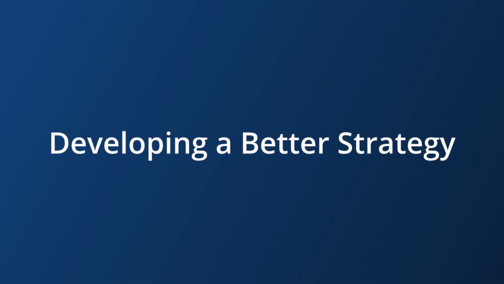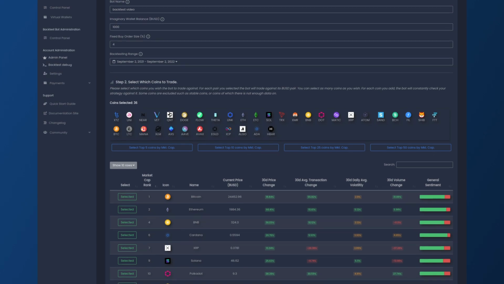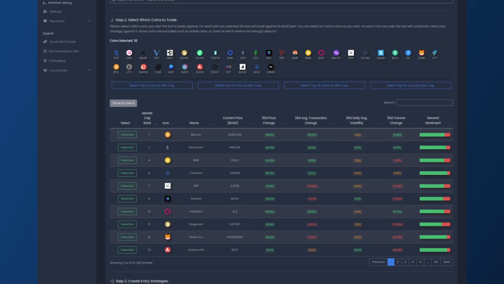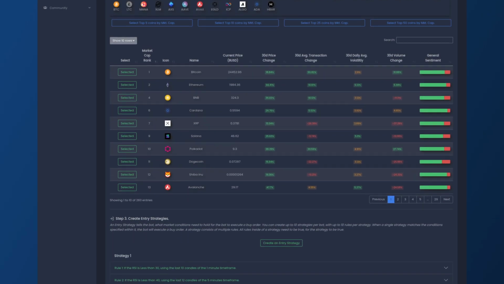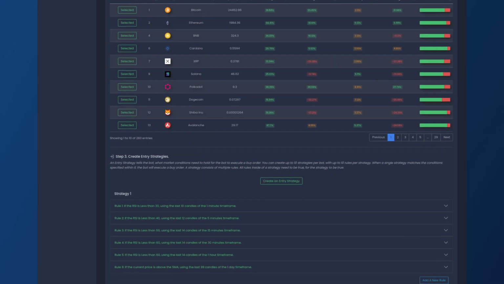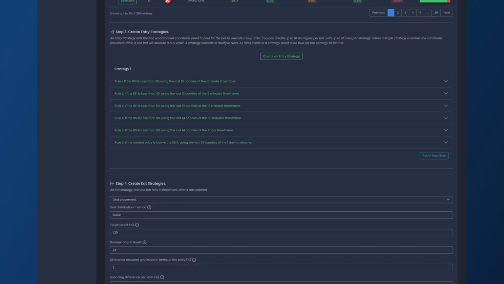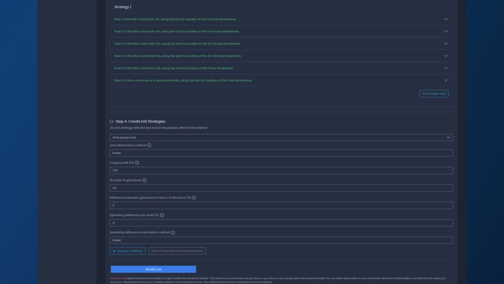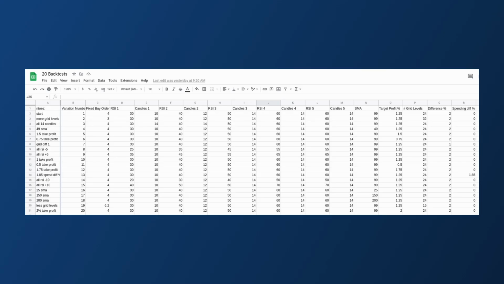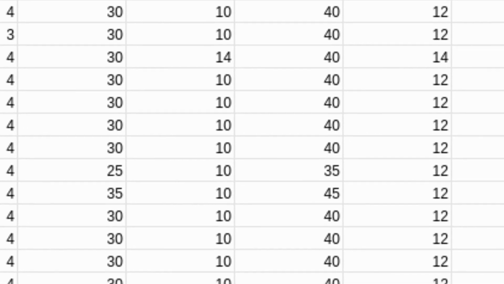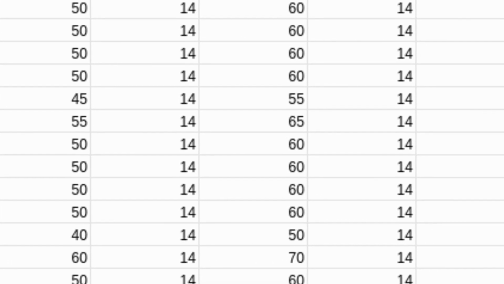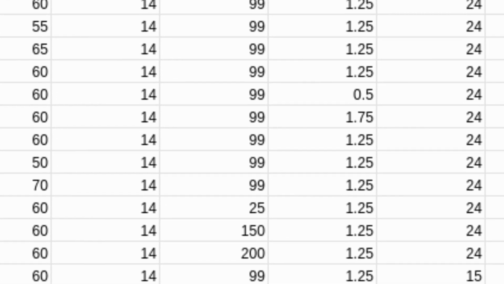Developing a better strategy. Since we're here to make an even better strategy, we're going to be using these bot settings as a base. Now I will create a few variations of this bot to run and analyze after. For the sake of simplicity, I'll keep the coin list the same across all of the bots. I will create a spreadsheet where I will keep track of all of the bot settings and their results. I will run 20 variations and come back to you with the results. I'll only change one setting across all of the bots.